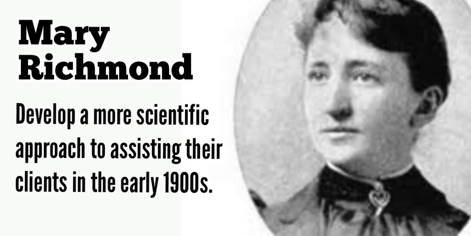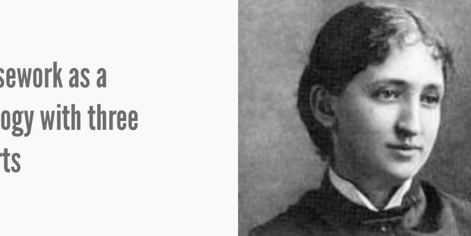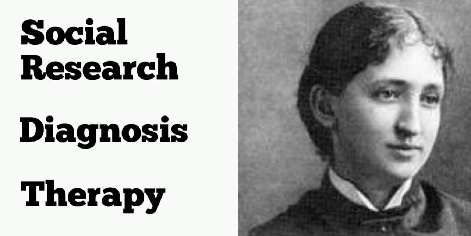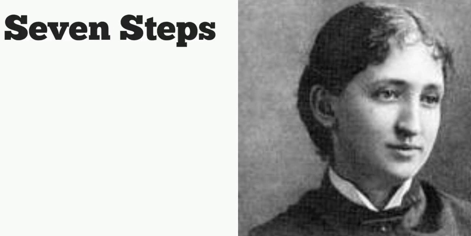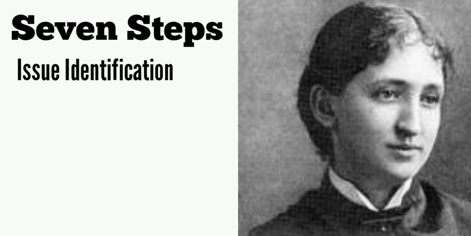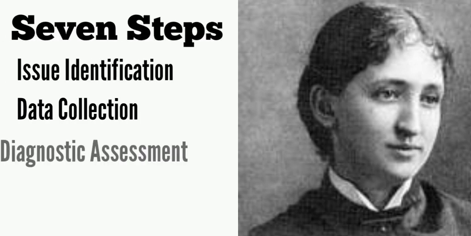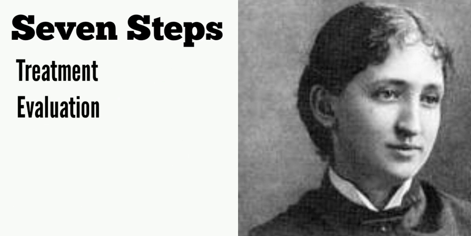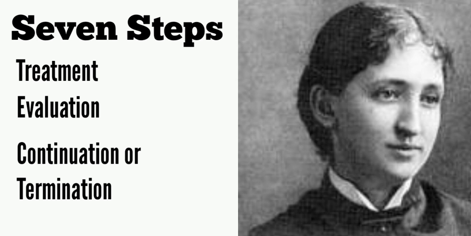Mary Richmond and the casework pioneers began to develop a more scientific approach to assisting their clients in the early 1900s. She saw casework as a triad with three parts: the social research, diagnosis, and therapy. Today, this triad consists of 7 steps: the issue identification, data collection, diagnostic assessment, therapy planning, treatment, evaluation, and continuation or termination. Casework development proceeded from this point forward.